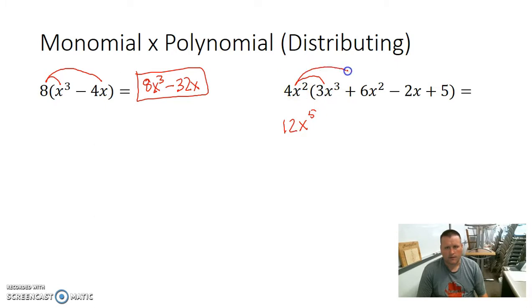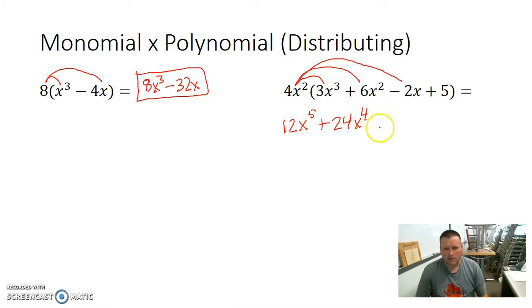Then I do the same thing because I've got to multiply this 4x squared to everything. I multiply my coefficients, so 4 and 6 multiply together to give me positive 24. And then I add my exponents. I have x squared, 2 plus 2 is 4. So that gives me x to the 4th. Got to do this again.